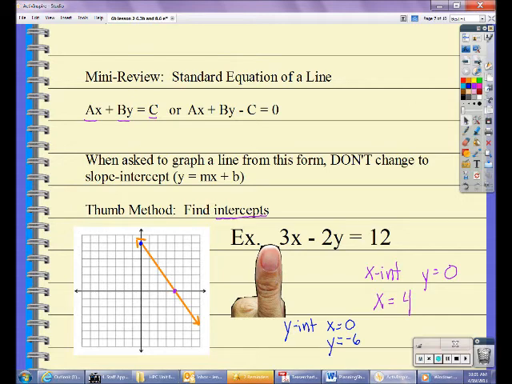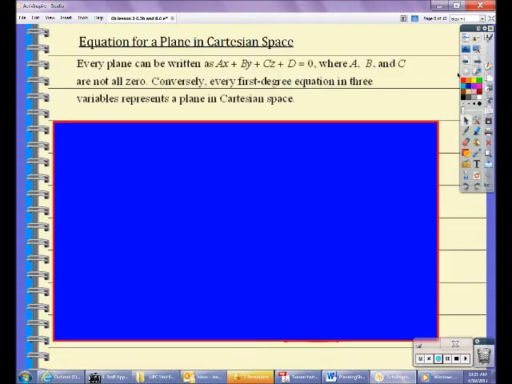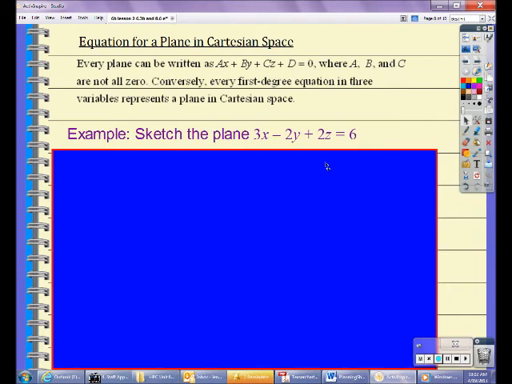In order to do this for our new topic, the equation for a plane in Cartesian space, we are going to be using the standard form for the equation of a plane. Does that look a little similar to you? They moved the d over. I'm going to move it back over to the other side of the equation. But it's the same idea as the standard equation for a line. You just have z's.